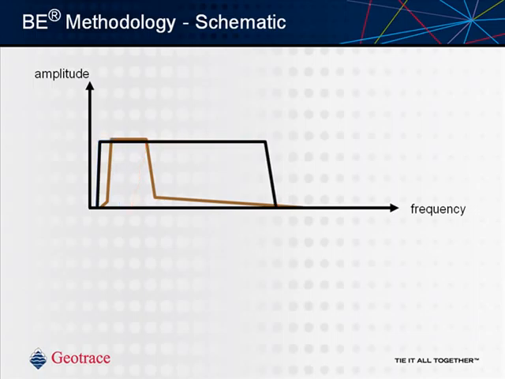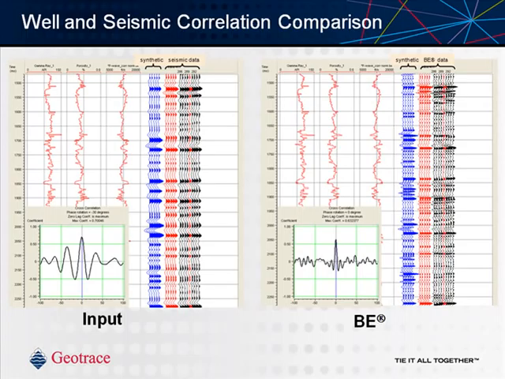So then you end up with a final bandwidth which is much broader than what you originally had, and there's a lot of benefits that result from that. So we're going to look at some of those benefits by looking at actual examples. So here's a data set. It's kind of hard to see.